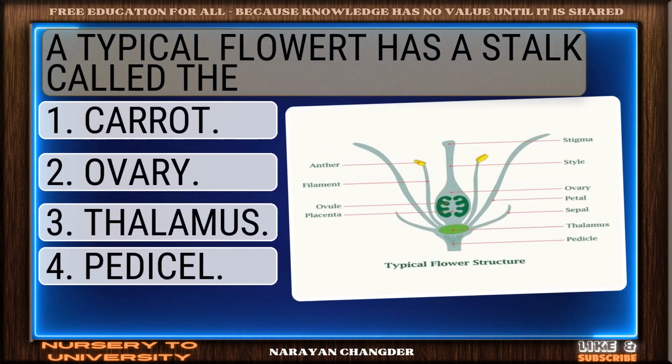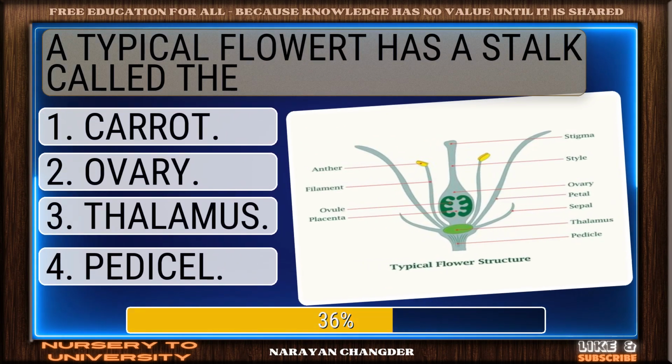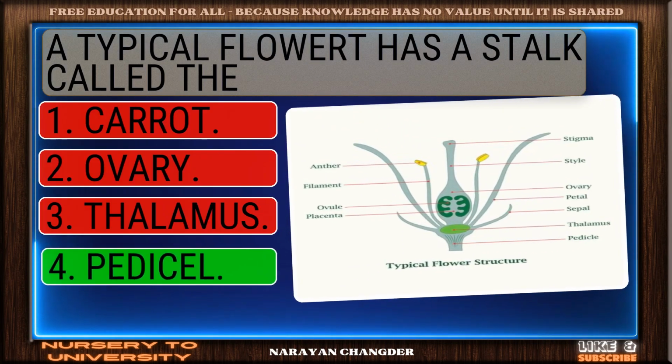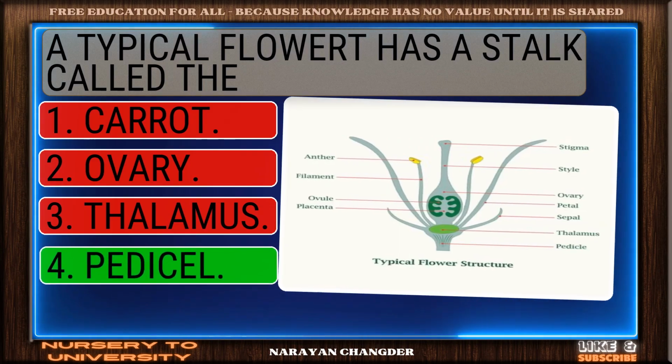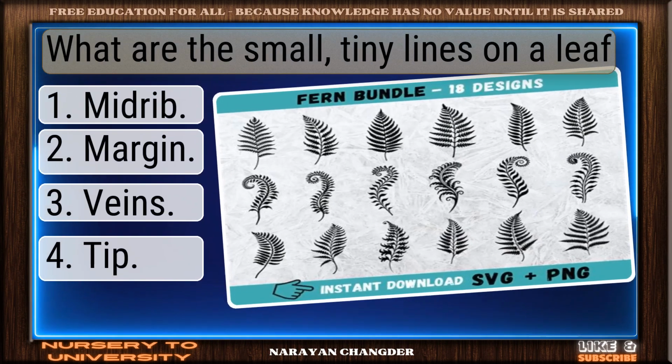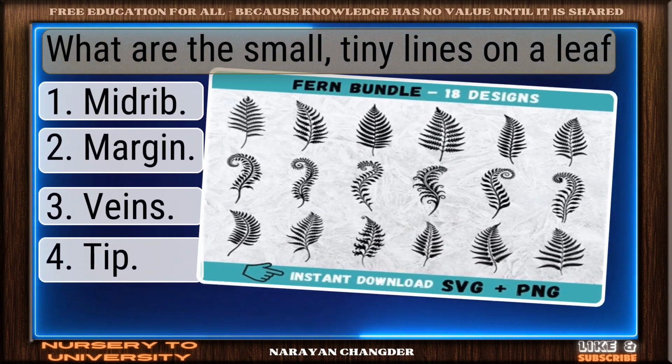A typical floweret has a stalk called the. Bravo. Pedicel is the answer. What are the small, tiny lines on a leaf?